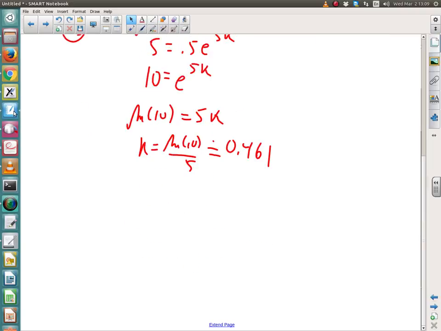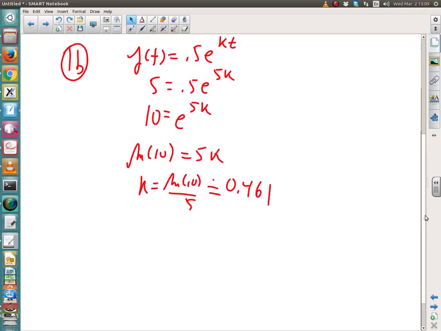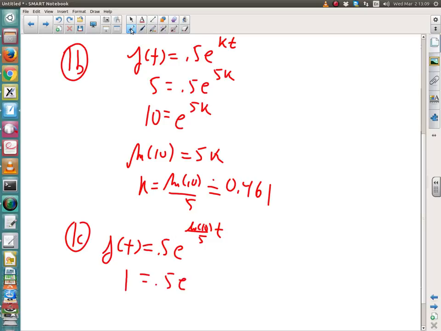Now look what we know. C is 0.5 and k is ln of 10 over 5, so I could say that f of t is 0.5 e to the ln of 10 over 5, t. And how do you figure out the doubling time? Well, the initial amount is 0.5. If you plug in t equals 0, you get 0.5. So if you double it, that's 1. They want t when you get 1. That's how you get doubling time.